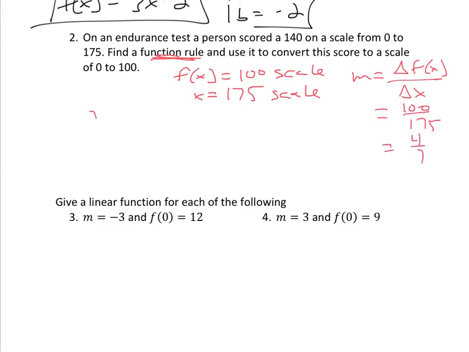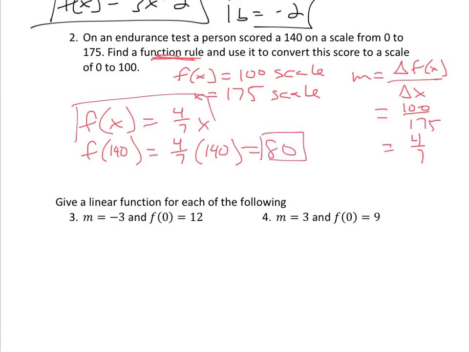So our function rule, our equation, is f of x equals 4/7 x. So if you take your 175 scale and multiply it by 4/7, it'll pop out with a scale from 1 to 100 or 0 to 100. So we need to find f of 140, because that's what we got on that scale. So 4/7 times 140, multiply that out, and you're going to get 80.